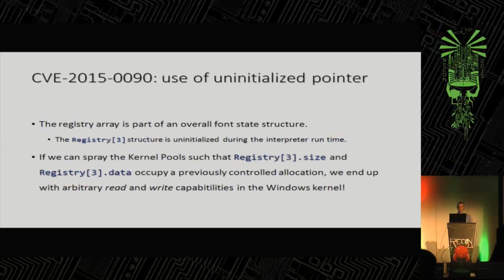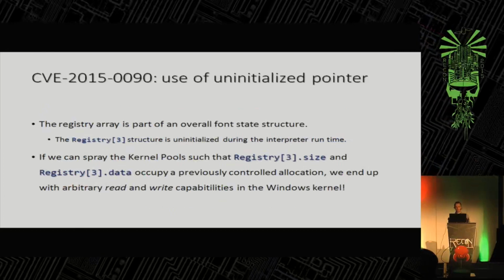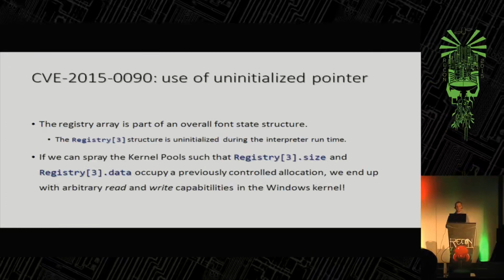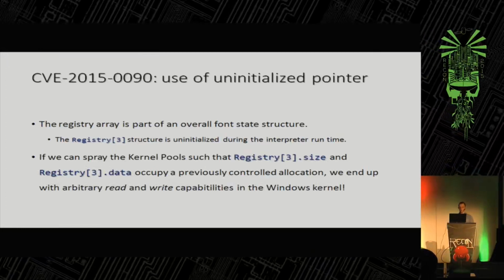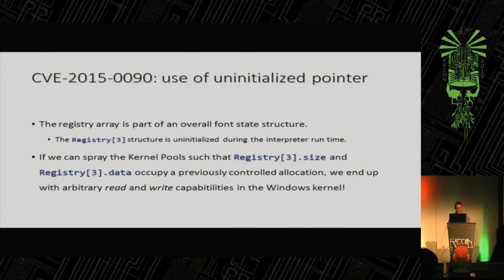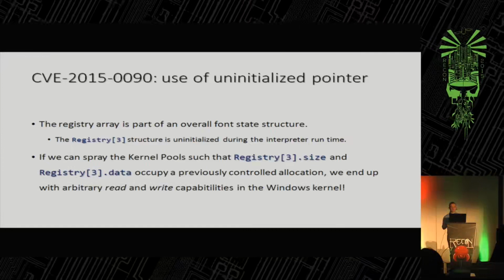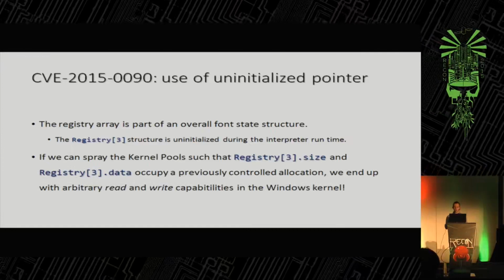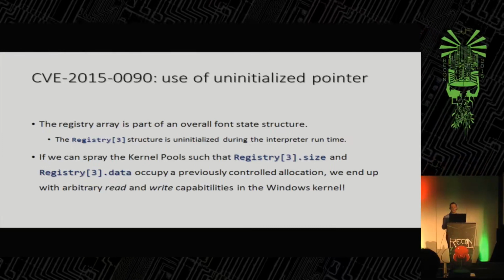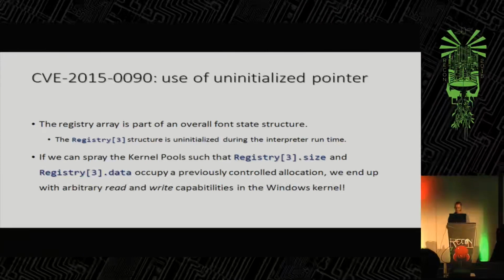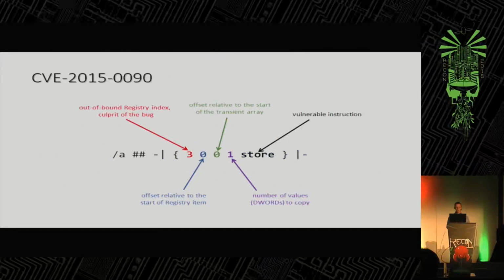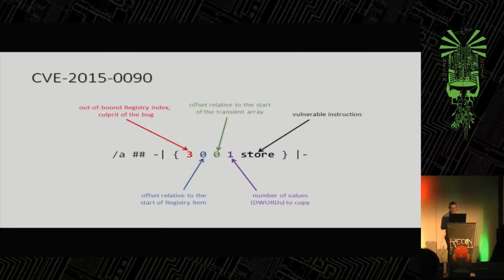The registry array is part of the overall very large font state structure. And what is very convenient for us is that it is uninitialized during the interpreter runtime. So it holds whatever values were there when the structure was allocated. This means that if we can spray the kernel pools such that we can control the whole structure, both the size and the data, then we can have unlimited read and write capabilities in the Windows kernel inside of the charstring program.